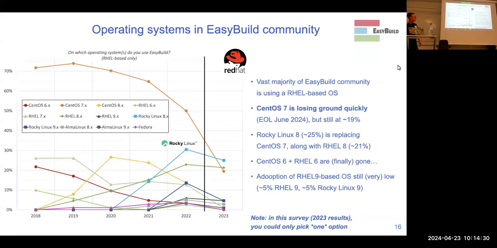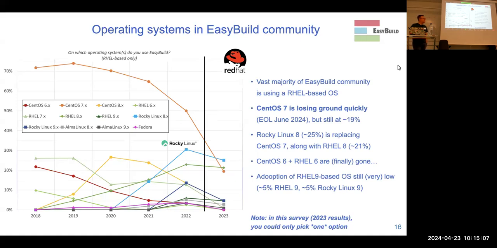Getting a bit more technical, and interesting: operating systems in the EasyBuild community. It's still, and that's probably not going to change anytime soon, very heavily Red Hat based. Now that the CentOS 7 line is dropping like a stone, that seems very good. There's one detail though in this survey: in the last one, you were only able to pick one operating system, the most commonly used one. In the previous ones, you could make multiple choices. That's why that black line is there. You cannot really compare left and right to each other, so be a little bit careful on how you interpret this one.